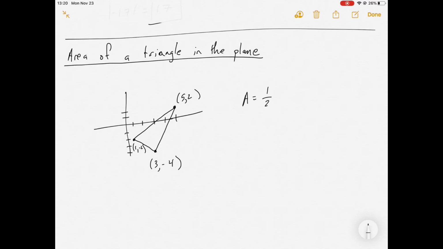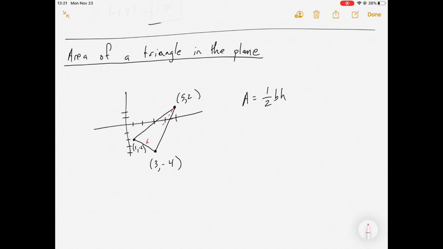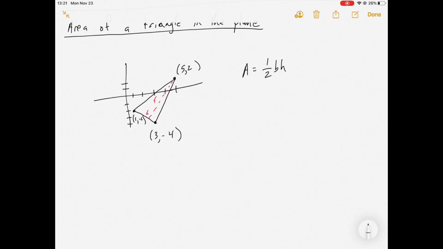So as you probably recall, the area of a triangle is 1/2 the length of the base times the height. So we could actually do that. We could find the length of this base, and then we'd have to somehow figure out that height. Which is all, like I said, possible. But let's go ahead and use the determinant again to do this.